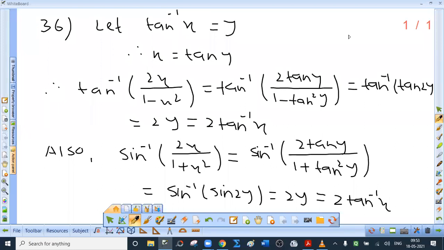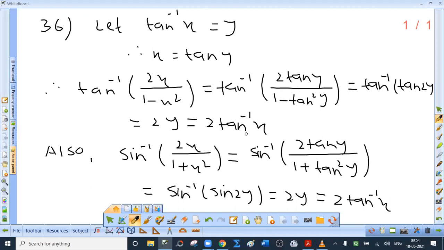36th, if mod x is less than 1, then prove that 2 tan inverse x is tan inverse 2x upon 1 minus x square equal to sin inverse 2x upon 1 plus x square equal to cos inverse 1 minus x square upon 1 plus x square. We begin with let tan inverse x be y. So x is tan y. Now what is tan inverse 2x upon 1 minus x square? It becomes tan inverse 2 tan y upon 1 minus tan square y. But this is the formula for tan 2y. Tan inverse of tan 2y is 2y.